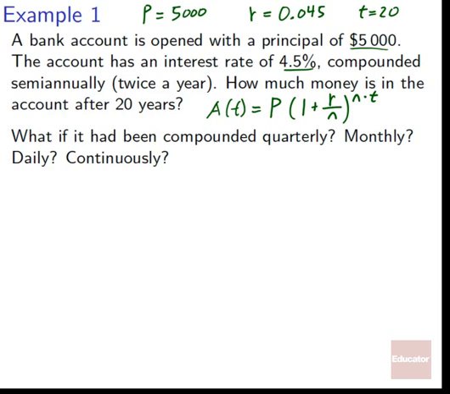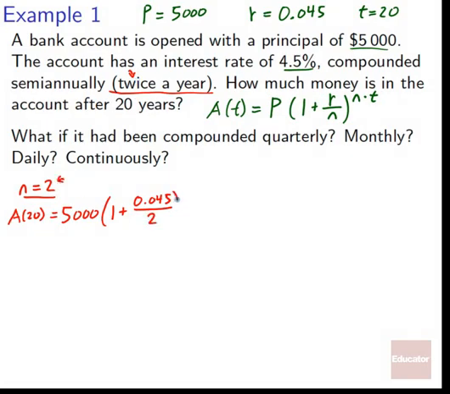So if we do this with it going semi-annually, twice a year, it'll be n equals 2. So A at 20 equals, what's our principal? $5,000 times 1 plus the rate, 0.045, divided by the number of times it occurs in the year. It occurred twice, right? N equals 2. So divide by 2. Raise it to the 2 times how many years? 20 years. We go through that with a calculator. It comes out to $12,175.94.